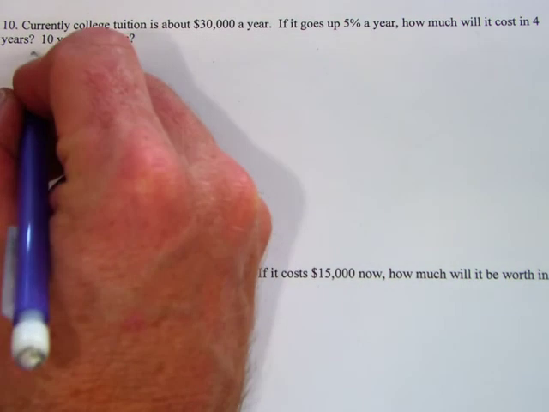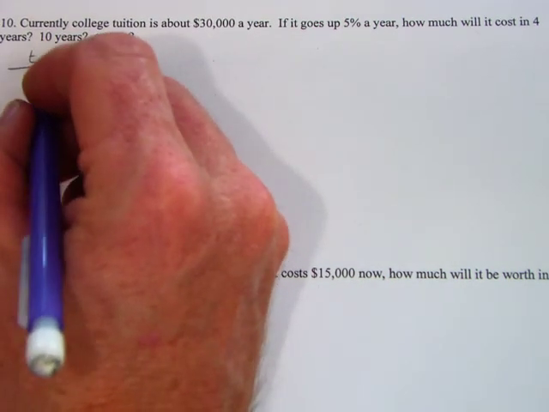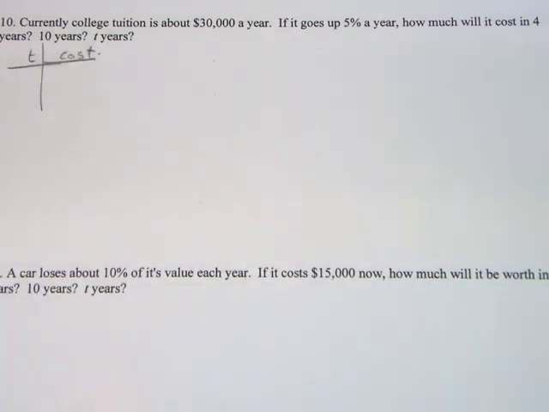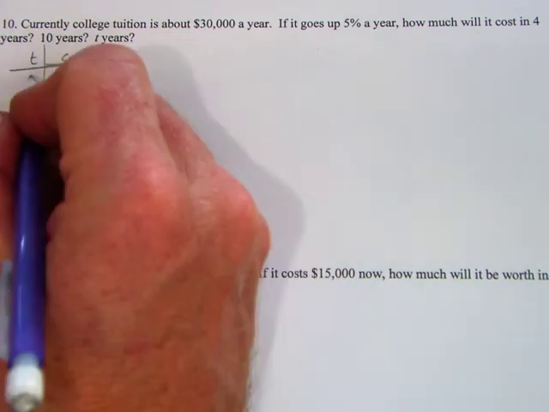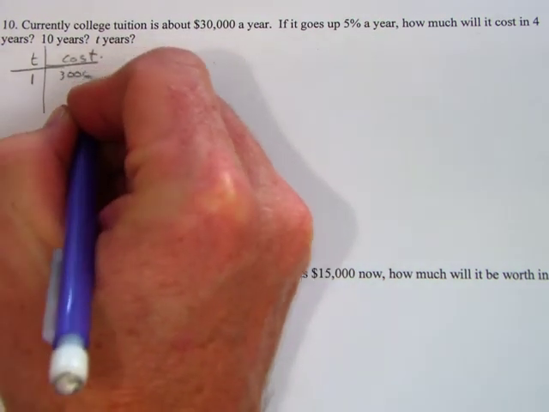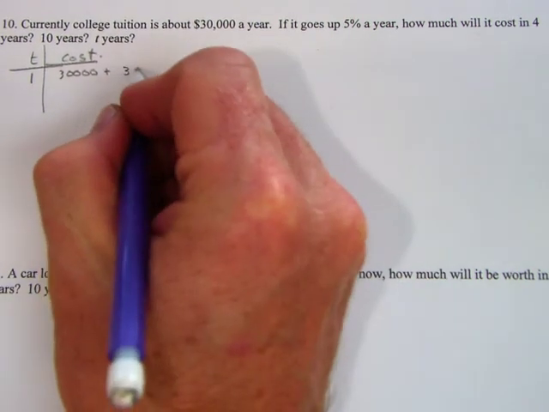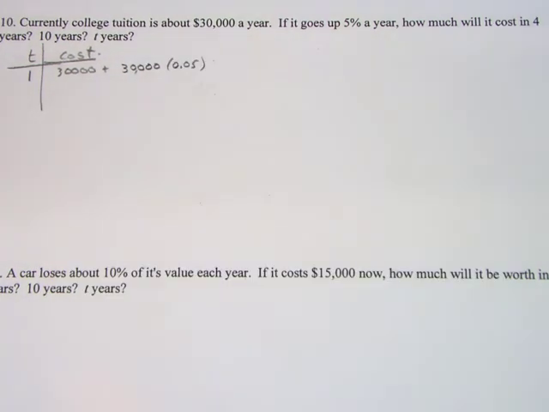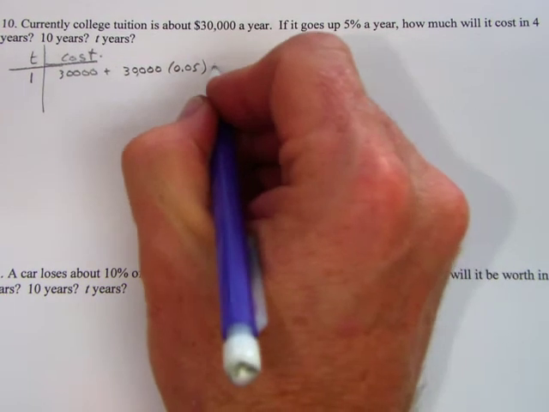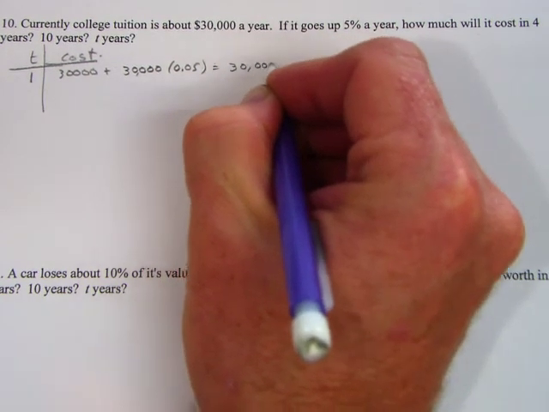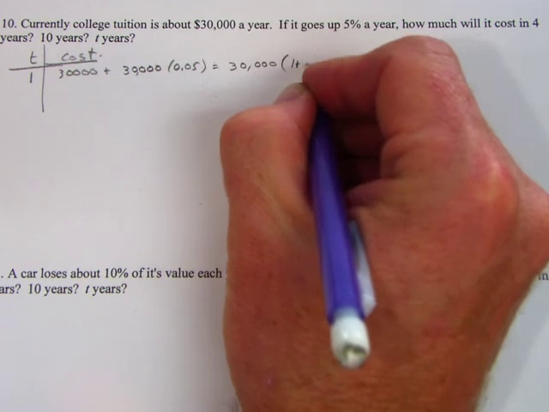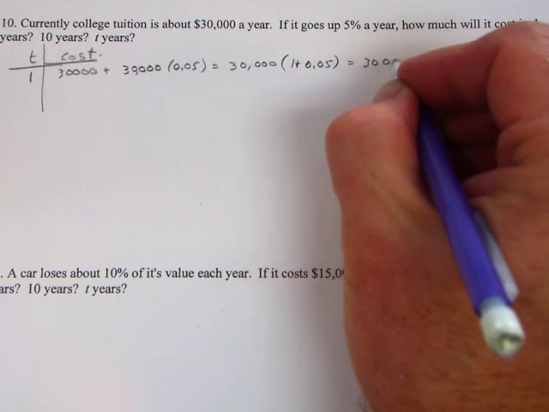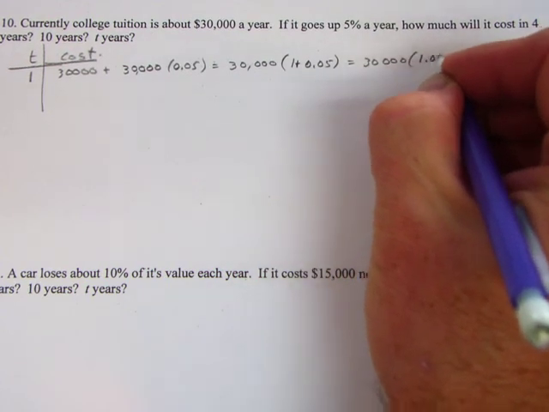So let's assume we're just going to start right now. We're going to say t years and then the cost. Right now it's 30,000 in a year. How much will it be? Well, it's going to be 30,000 plus 5% of that, so 30,000 times 0.05. Note I can factor out the 30,000, so I get 30,000 times 1 plus 0.05, or in other words, 30,000 times 1.05.